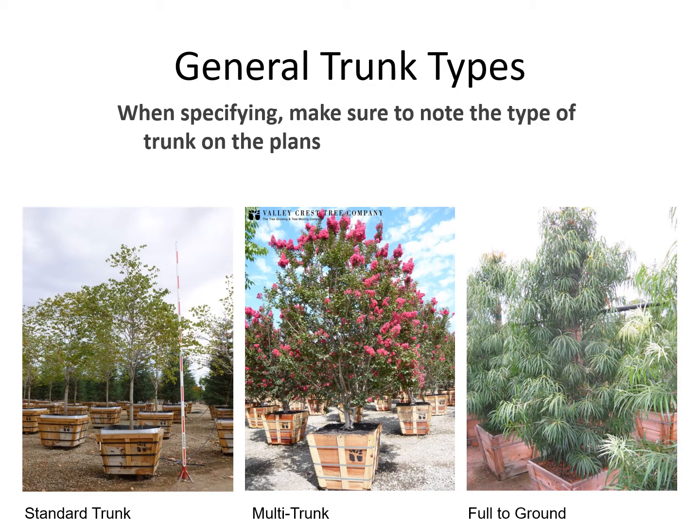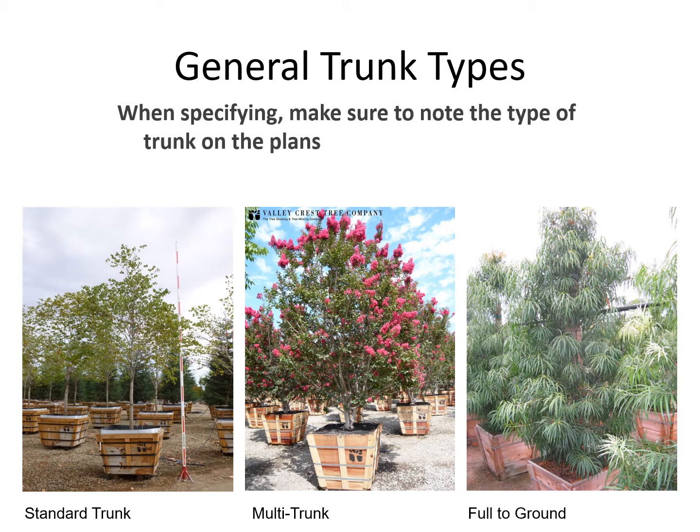And then we have different types of trunks for trees. So as a specifier, when we call out a tree on our plans, we also want to call out the trunk type. So if no trunk type is given, we assume it's a standard trunk. And that's your basic idea of a tree where it's got one single trunk with the head of leaves on top of it.